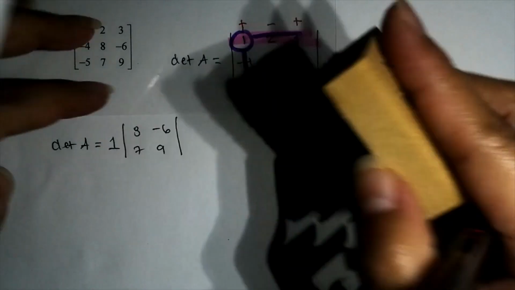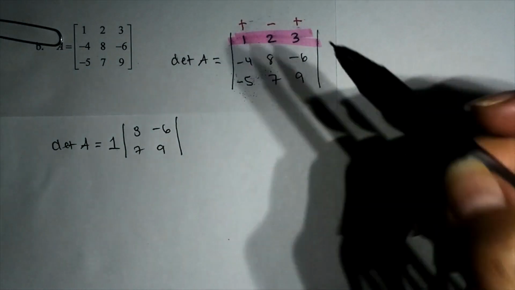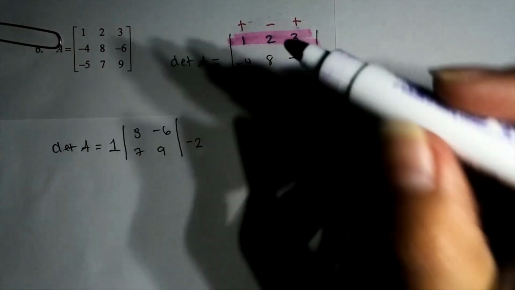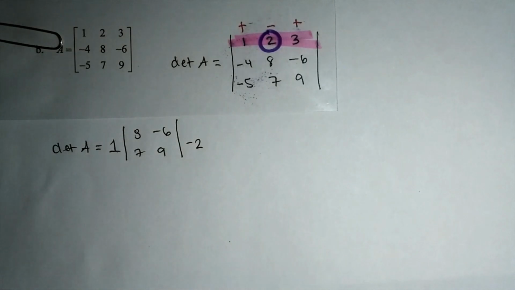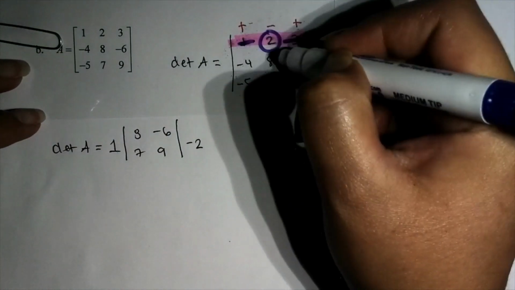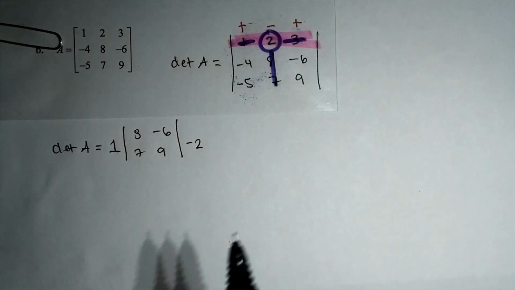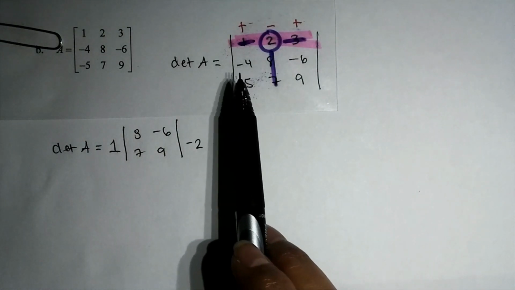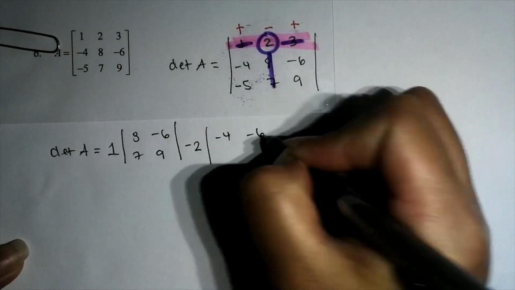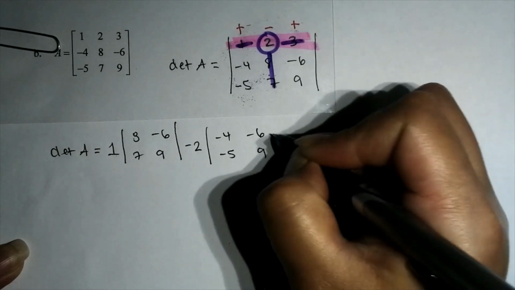Let me go ahead and erase this. All right, the next one up, we have -2. Let me circle it so I can highlight which element we're looking at, and then we're going to multiply it by this minor. It's the determinant formed by the leftover elements when you cross out the row and column. Cool. So that will give us the 2 by 2 matrix given by -4, -6, -5, 9. Okay, -4, -6, -5, 9, done.